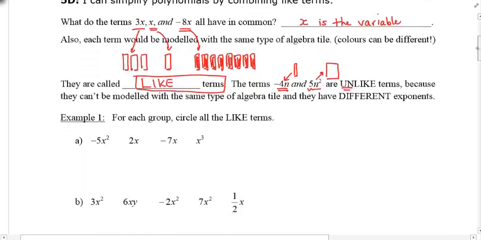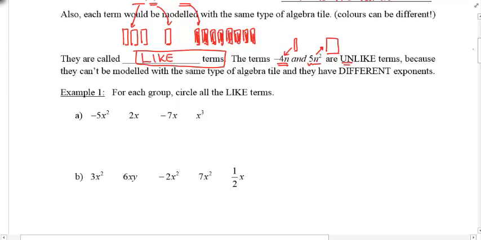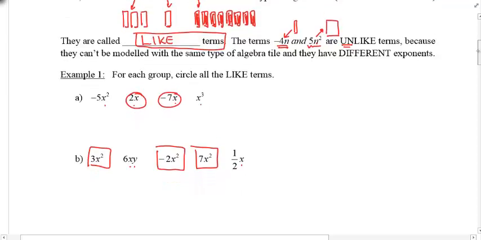Okay? So, for example number 1, in each group, can you please circle all the like terms? This is x squared. Anything else with x squared? Nope. Okay, this is an x. This also has x, so these two definitely should be the same and are like terms. X cubed, nothing else is x cubed, so sorry. Okay. Part B. Okay, x squared. Yeah, I see that. Anything else with an x squared? Oh yeah, this 7x squared. Anything else with an x squared? Oh yeah, this negative 2x. That's cool. Okay, 6xy. Don't see anything else with xy. Don't see anything else with just x. So that's it. Those are the like terms.